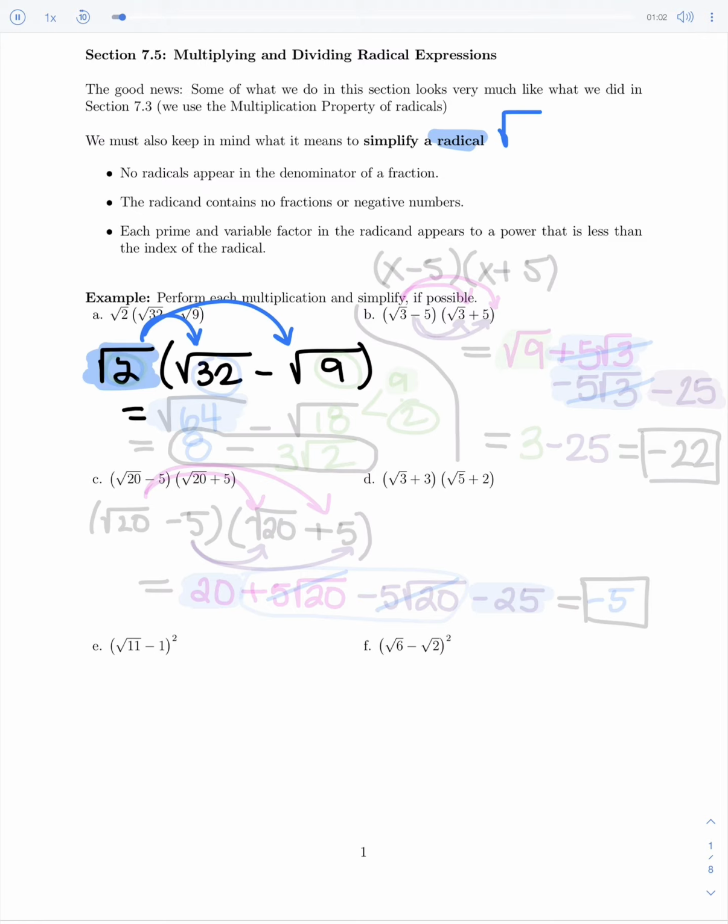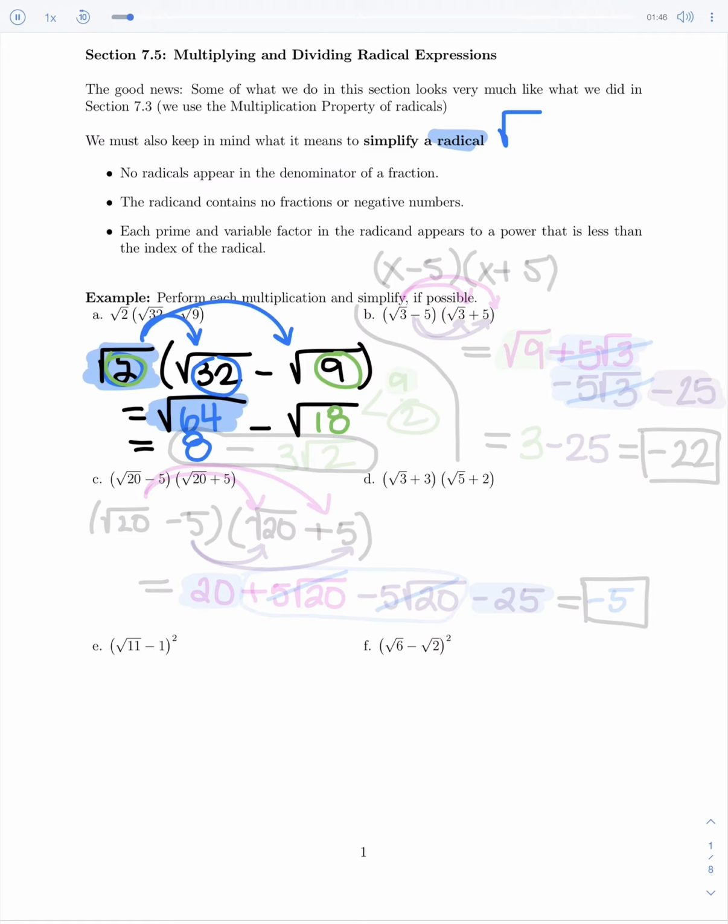Because they're square roots, we can multiply them. So the square root of 2 times the square root of 32, we can just do the 2 times the 32, which will give us 64. So square root of 64 minus, on this next one, we have 2 times 9, which is 18. Well, one of these we can actually simplify very nicely. We do know that the square root of 64 is actually a perfect square. So the square root of 64 is just 8.